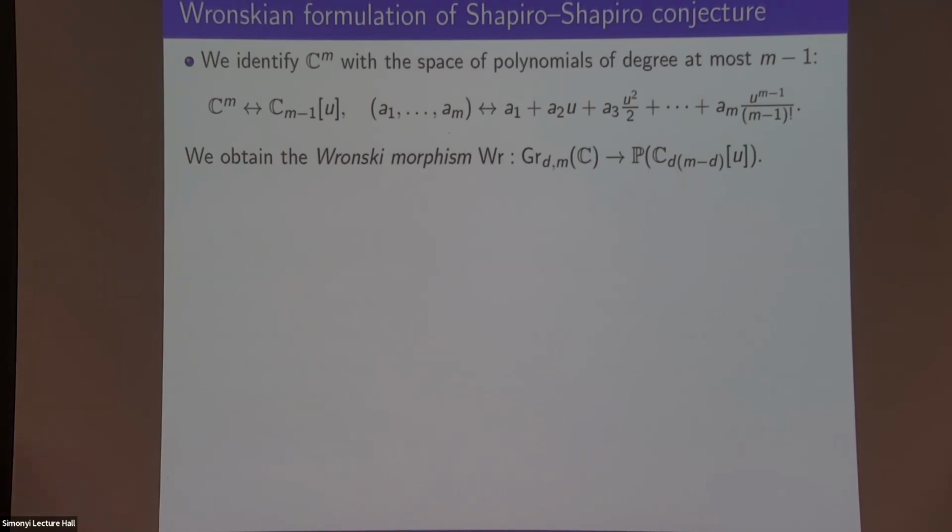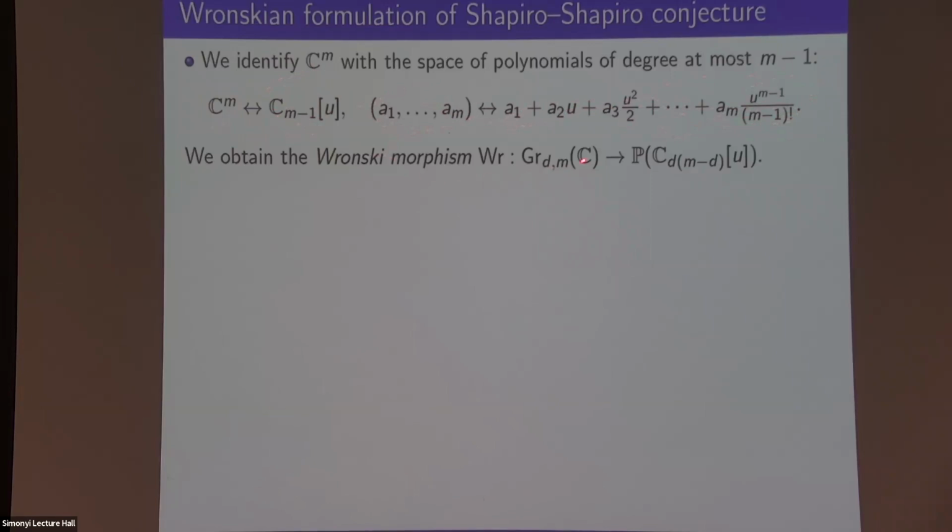Okay, so now I want to connect this to the Schubert calculus I was talking about. We're going to identify our vector space C^m with a vector space of polynomials of degree at most m minus 1, which I'm denoting like this. The identification sends a vector a1 through am to the polynomial whose coefficients are a1 through am, where I've rescaled u^j by j factorial in the denominator.